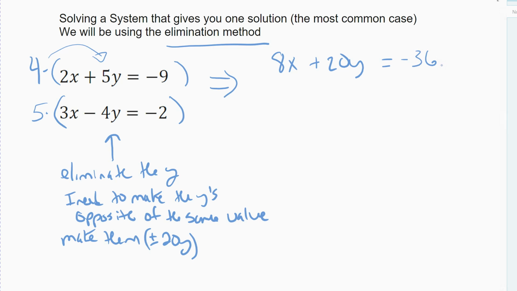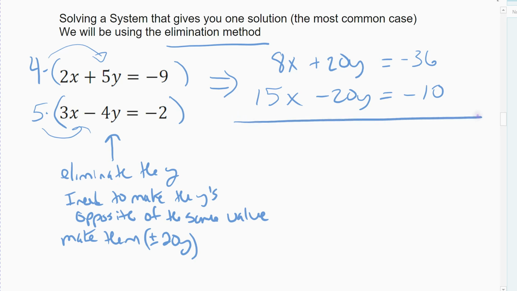Same equation, same solution set. That line would be exactly the same if I graphed it as the previous line. Do the same thing for the second one, but this time I'm going to multiply by 5, so 3 times 5 is 15. I get my negative 20y, and 5 times negative 2 comes out to negative 10. Again, all I did was manipulate the equations correctly, using correct algebra, to get my y values to be opposites of the same number. And now I can add them up and do the elimination part.